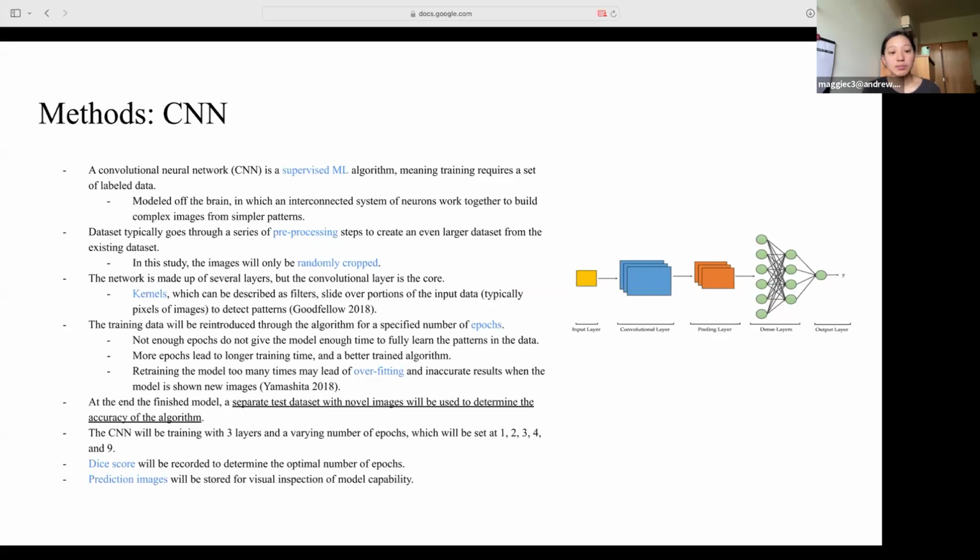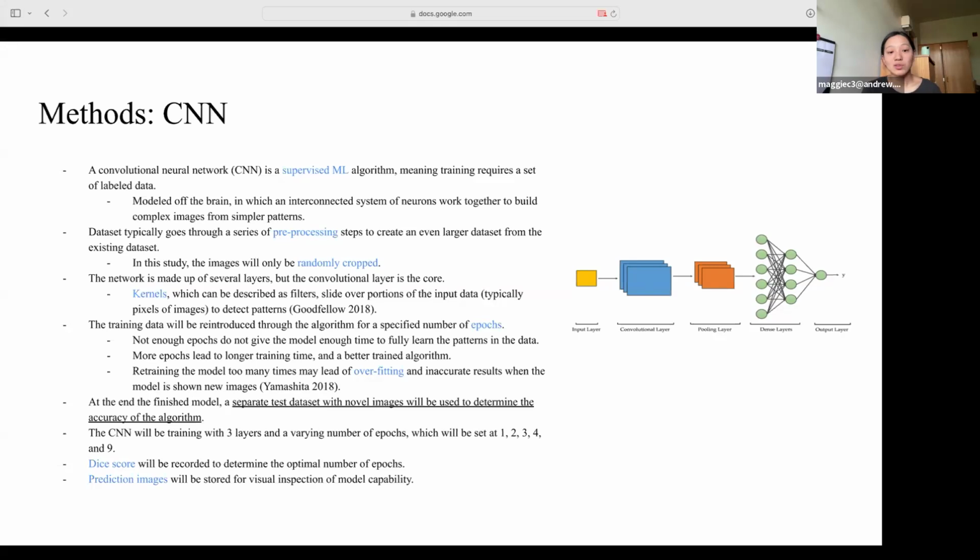A CNN is made up of several layers, which can range depending on the purpose of the study. The convolutional layer is always the core. Kernels, which can be described as filters, slide over portions of the input data. In our study, the input data is the pixels of the images of the skin lesions. The training data will be reintroduced throughout the algorithm for a specified number of epochs, which is similar to repetitions.